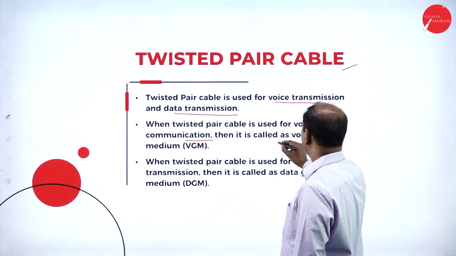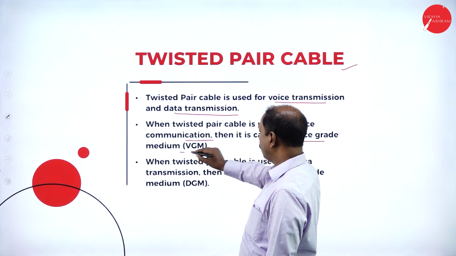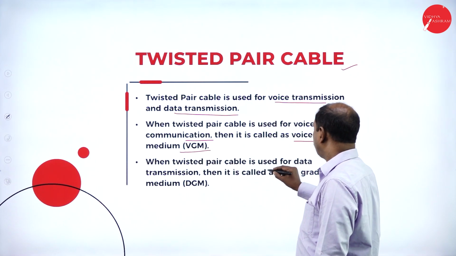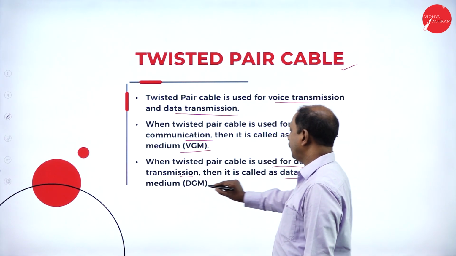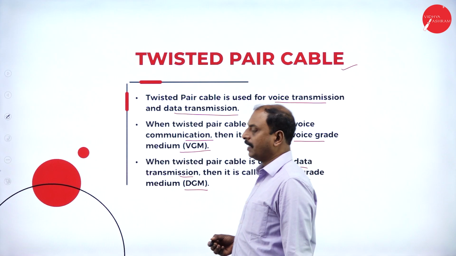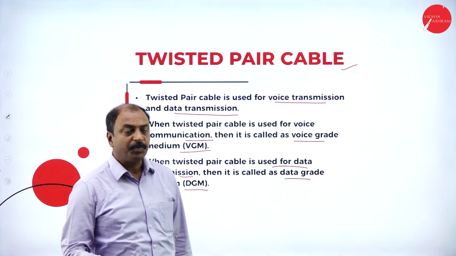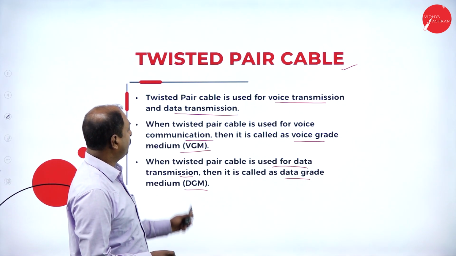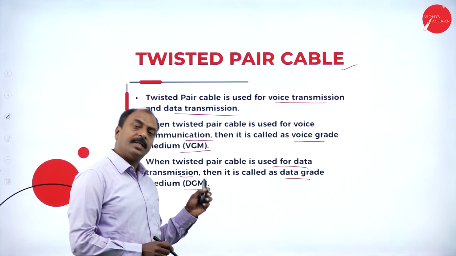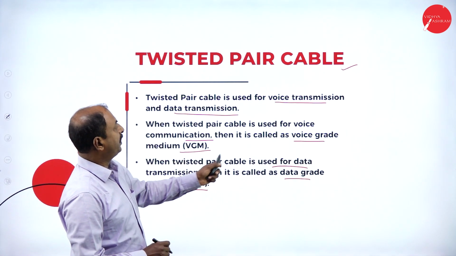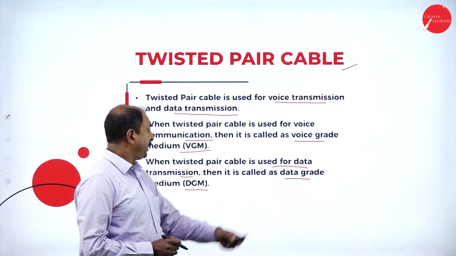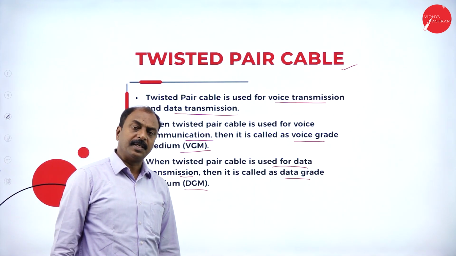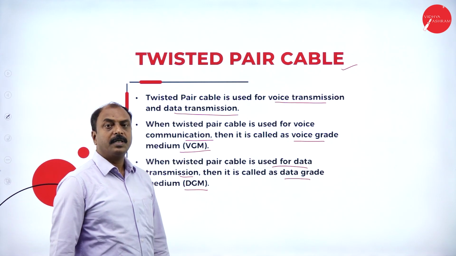it is called voice grade medium or VGM. If it is used for data transmission, it is called data grade medium. So twisted pair cable is used for data and voice communication. There are two: one is VGM and the second one is DGM. With VGM, we transmit the voice, and with DGM, the data is transmitted over the cable. So this is the twisted pair cable.